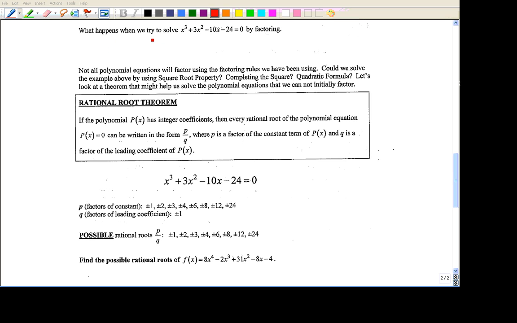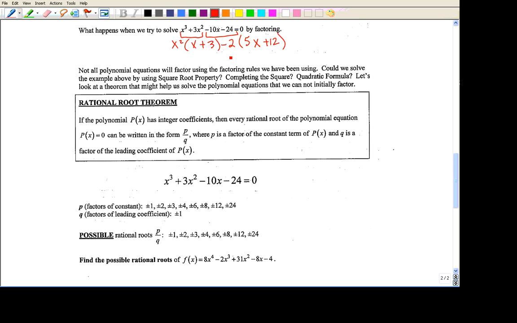Okay, let's look at what happens when we try to solve x cubed plus 3x squared minus 10x minus 24 by factoring. I see 4 terms here, so my instinct would be to use grouping. So let's see what happens when we try to use grouping on this example. Between x cubed and 3x squared, my greatest common factor is x squared. And so when I take out the x squared, I'm left with x plus 3. For the second one, if I take out a negative 2, then I'm left with 5x plus 12.